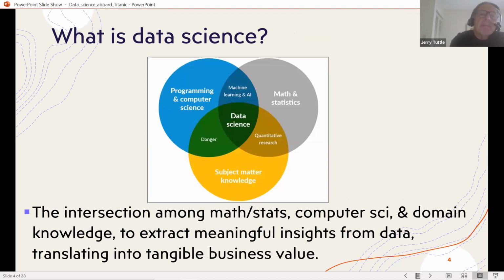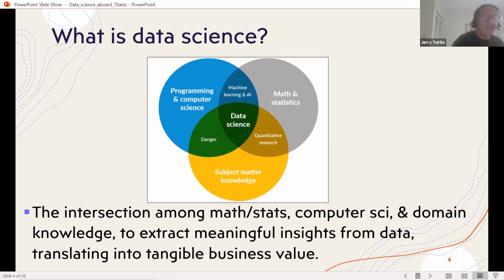So let me back up a little bit and ask, what is data science? It's a fairly new field, and it's not well defined. Although if I ask what is mathematics, I don't think I get a single answer to that either. But one of the popular explanations is it's the Venn diagram intersection among programming, computer science, math, statistics, and then subject matter knowledge. Data science is the intersection of those three. And the goal is to extract meaningful insights from data, translating into tangible business value.